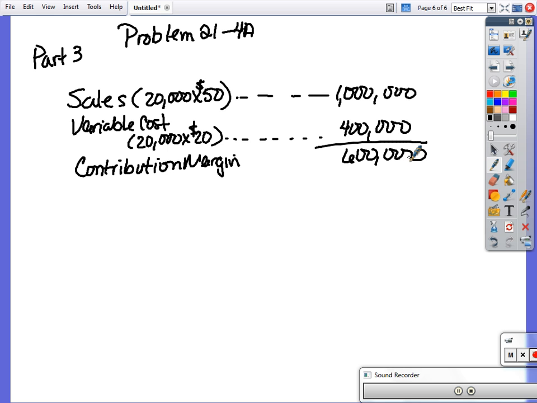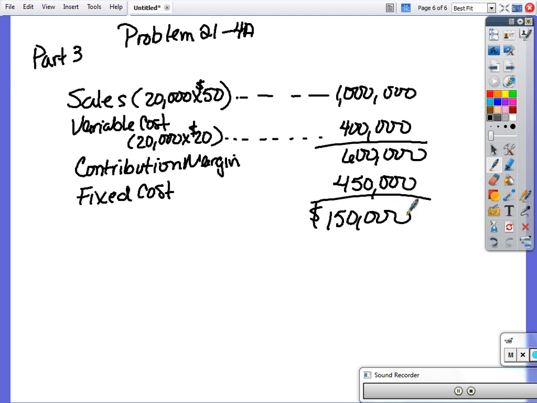What's next? Fixed costs. And what were they? 450,000. What's next? And the next block out means net income, right? Net income? Yes. Because it's positive, right? Uh-huh. How much is the amount? 150. Good.